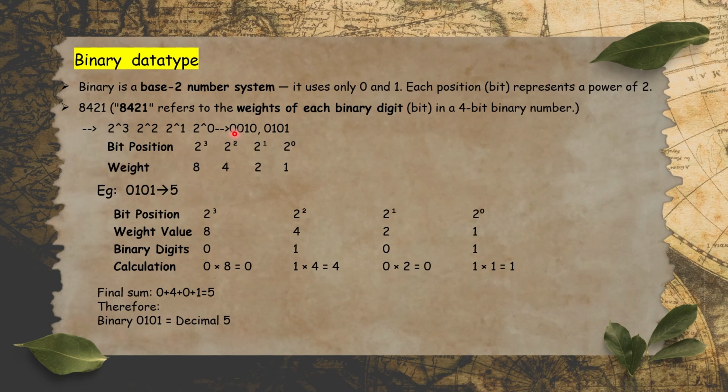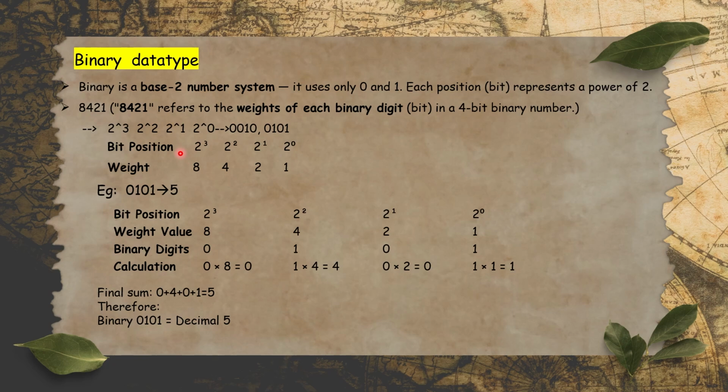Each bit represents a power of 2. And here we are seeing 8421. This 8421 refers to the weights of each binary digit in a 4-bit binary system. Currently we are talking about a 4-digit binary system. And we always have to read this from right to left, especially while we are converting any binary number to a decimal number. So let's see how it works.